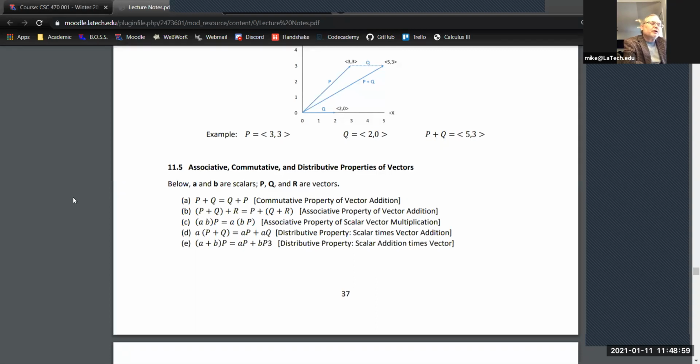There's a distributive property. If you've got the vector p plus q and you're going to multiply a times that, well, I could multiply a times p and then add in a times q. Distributive property of a scalar times vector addition. Or if you wanted to add the scalars a plus b and then take the result of that quantity and multiply it times p, you'd get exactly the same result as if you multiplied a times the vector p and then added to that b times the vector p. So that'll give you exactly the same thing.